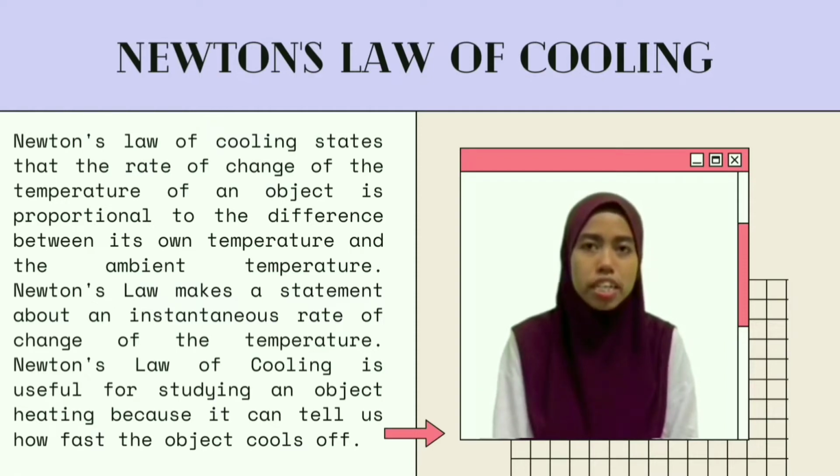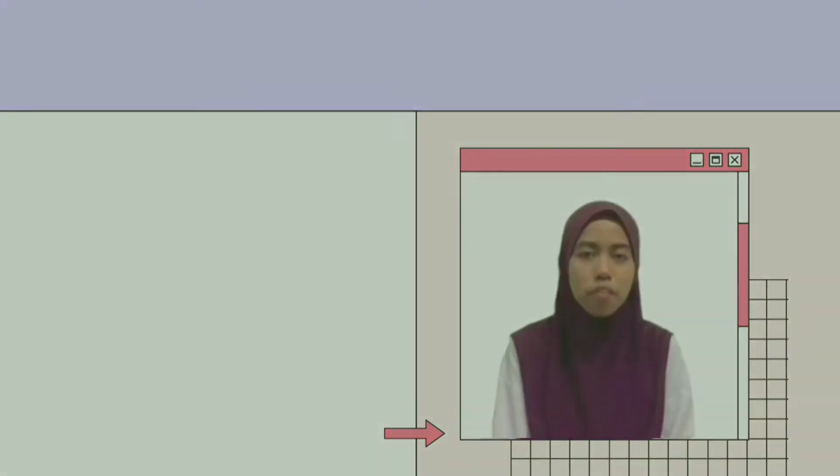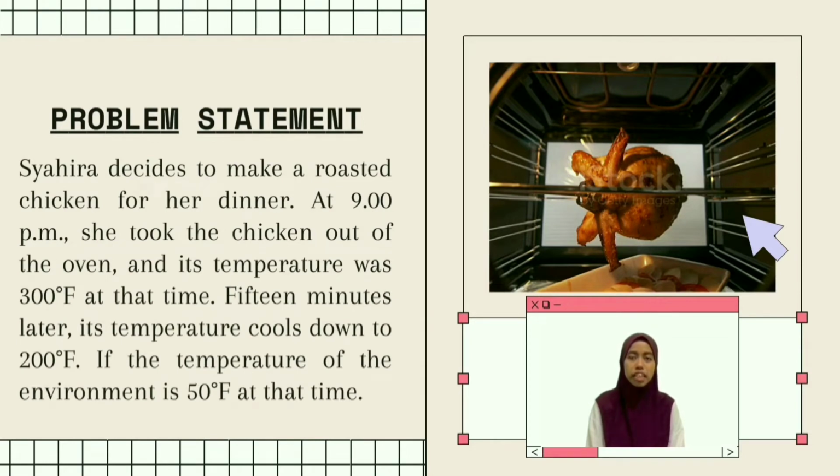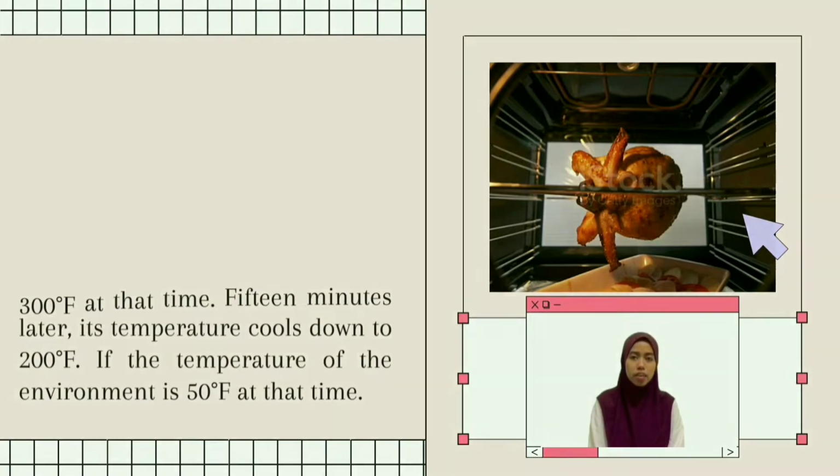Newton's law of cooling is useful for studying object heating because it can tell us how fast the object cools off. For our problem statement, Syahira decides to make a roasted chicken for her dinner. At 9 p.m., she took the chicken out of the oven, and its temperature was 300 Fahrenheit at that time. 15 minutes later, its temperature cooled down to 200 Fahrenheit. The temperature of the environment is 50 Fahrenheit.